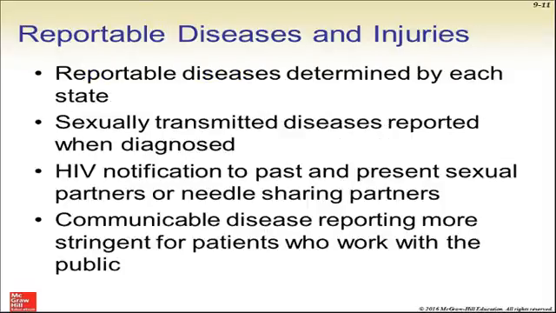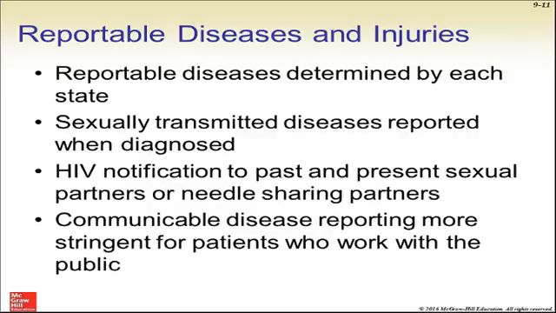Reportable diseases and injuries. Reportable diseases are determined by each state, so that tells me that it's going to vary from state to state in some situations. Sexually transmitted diseases are reported when diagnosed. The main reason for that is to treat others who may be infected. It's not that we're just nosy and we want to know this information. It's that we want to keep the public safe and help protect other people that may be infected.